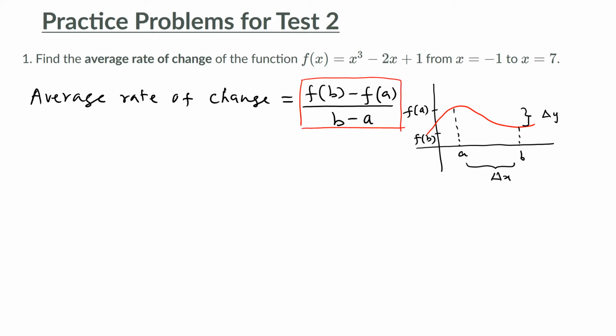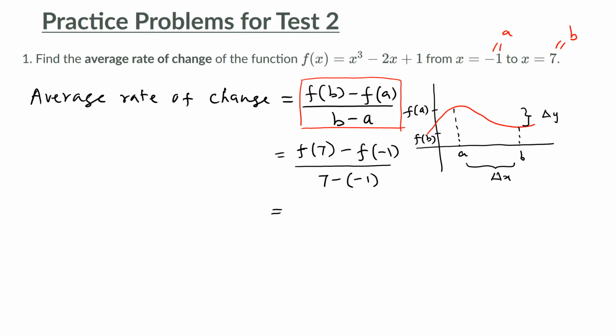Now since you know the function, we're going to plug in the values there. You can identify a and b. We're going to say this is the starting value. In this case, -1 is the a, and 7 is the b. So this is going to be f(7) minus f(-1), divided by 7 minus (-1), and I'm going to put a parenthesis here just to avoid confusion. That is what we are trying to find. Since you know the function, we just need to plug in the values.